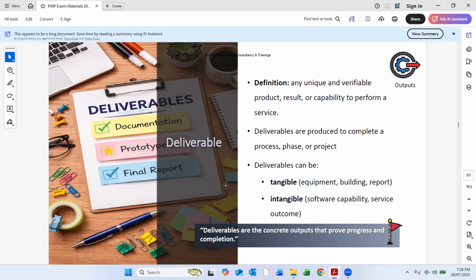So deliverables are the concrete output that proves progress and completion. Once you achieve 90% of your deliverables, it says that you have completed some part of the project. So that proves the progress.